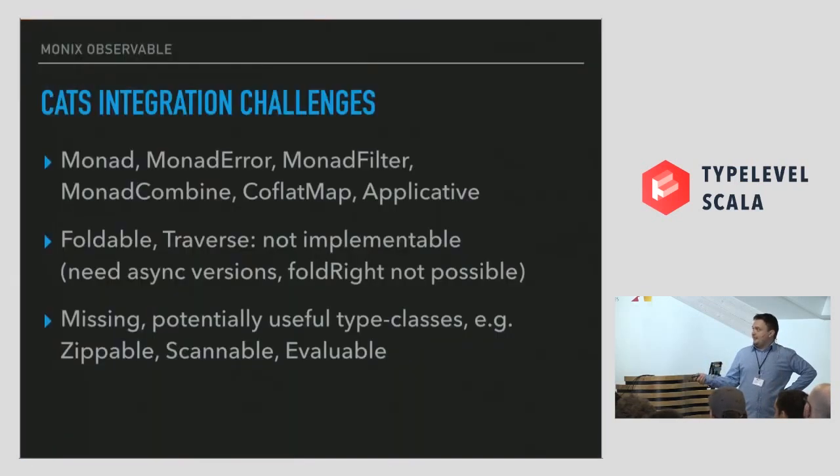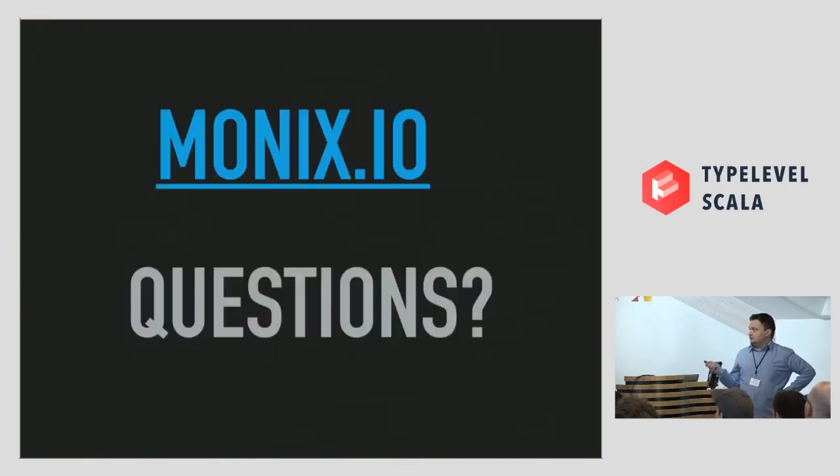I tried to integrate, integration with cats is in progress. I just wanted to say these type classes are covered, right? Foldable and traverse, unfortunately, are not applicable because they are not asynchronous. They assume synchronous execution. And there are potentially missing type classes. I'm still trying to figure out which, like zippable, scannable, anyway.